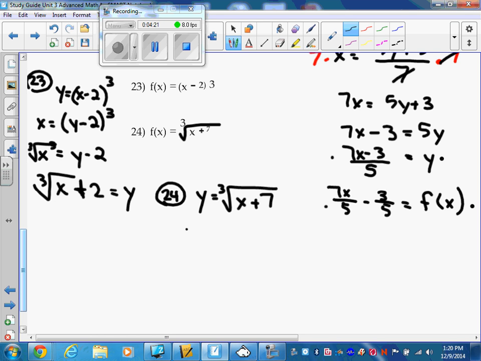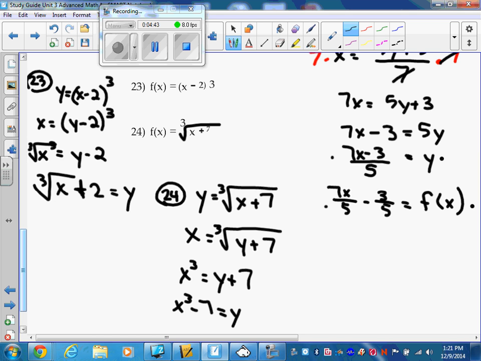So we're going to change x and y now. And I'm going to cube both sides, so this becomes x cubed equals y plus 7. And so it looks like it's not going to be part of the group, doesn't it? Because this is going to be x cubed minus 7 equals y. So the inverse function there is x cubed minus 7.